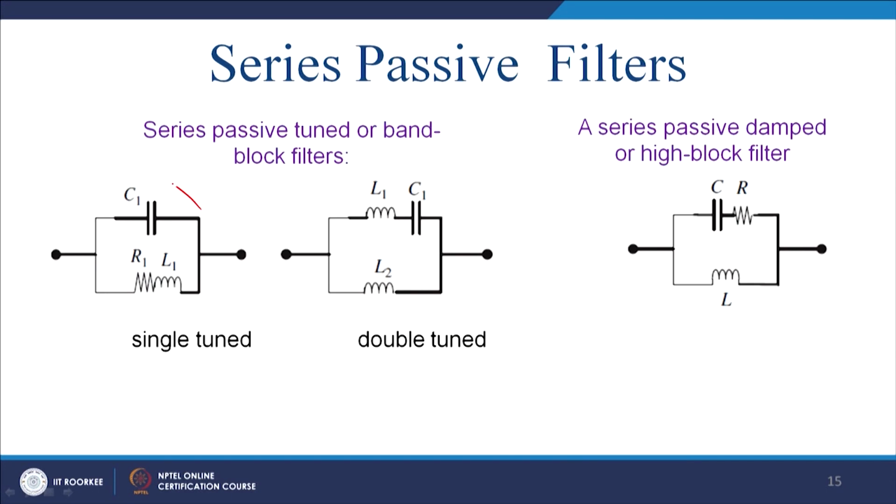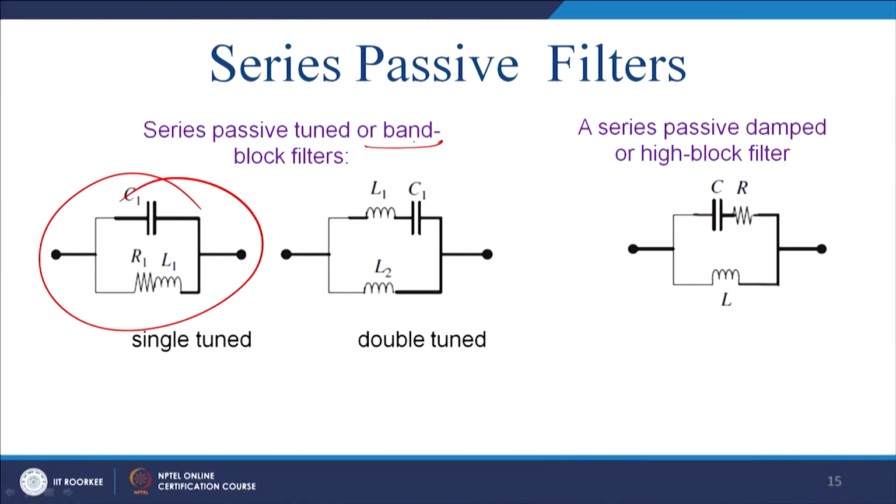So, this is one example. You can refer to the FACTS devices also. TCSC and all those series compensation devices are an extension of the series passive filter. So, this is a series passive filter, a tuned or band block filter, with C1, R and L1. This is a single tuned filter; it can block the fifth harmonic, or the fifth and seventh harmonic, and this is a series passive damped high block filter.